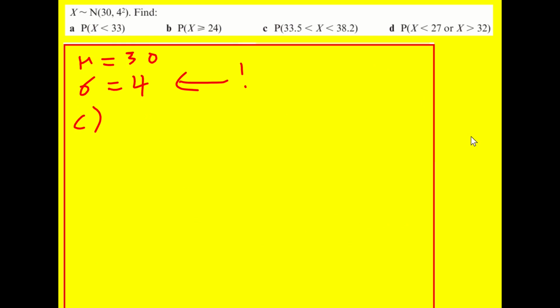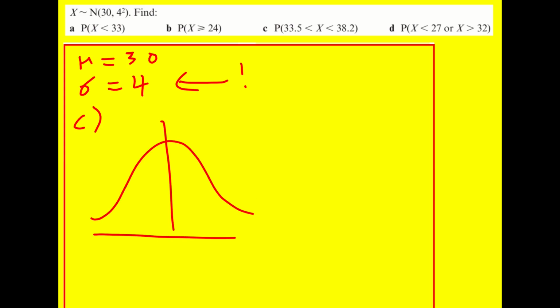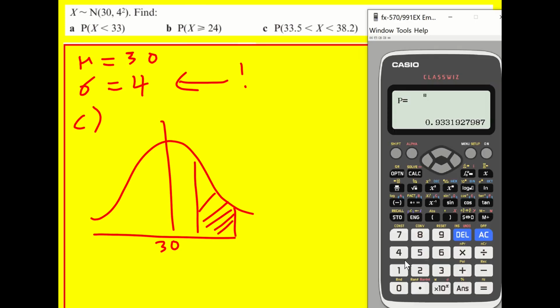Okay, actually, this is in some sense easier than A and B. So I've got 30 as my mean, and I'm going 33.5 to 38.2. It's this region, so it's going to be less than 0.5 as my answer. Okay, it's the same mean and standard deviation, 0.171.